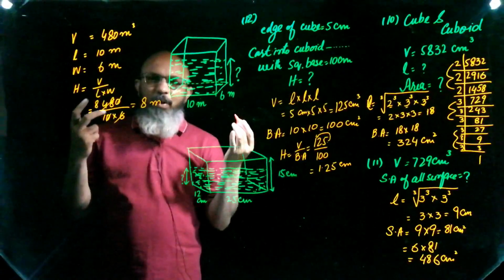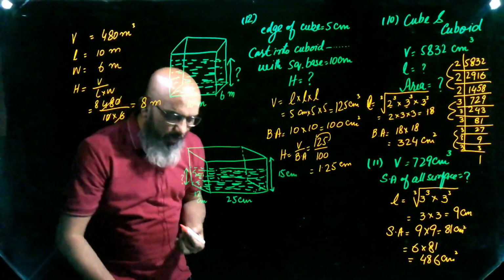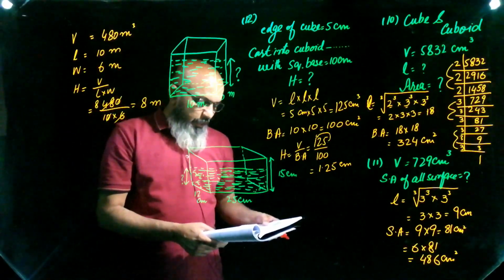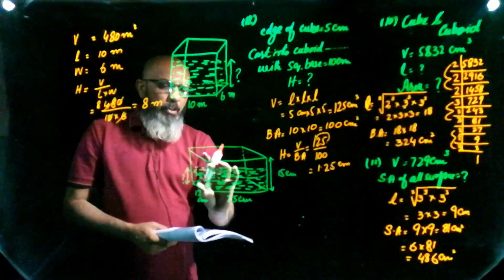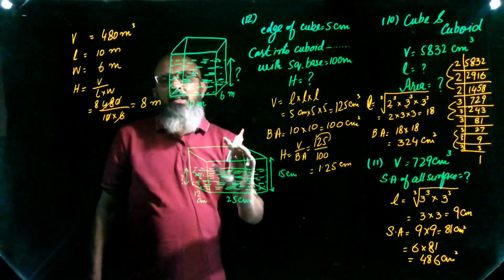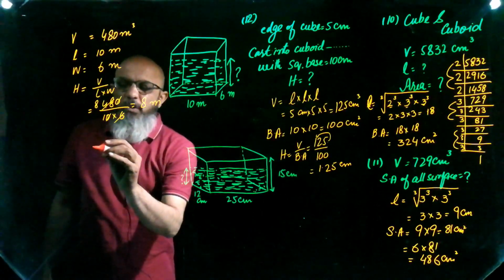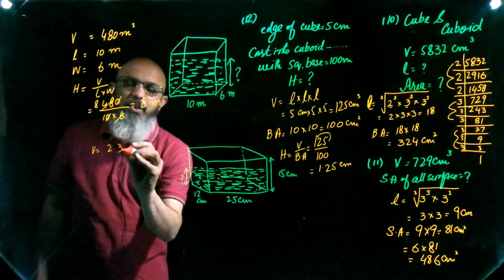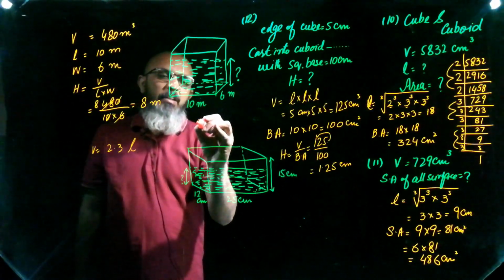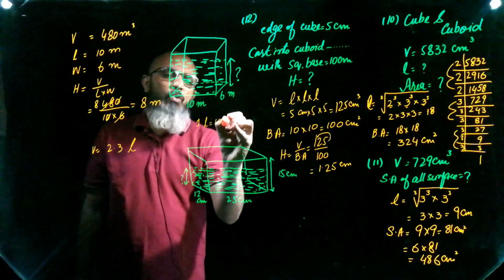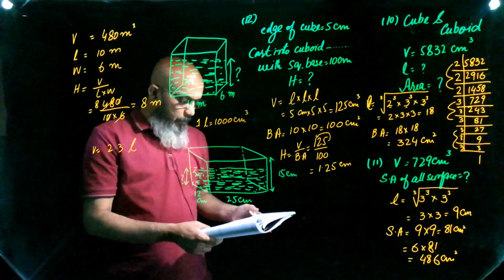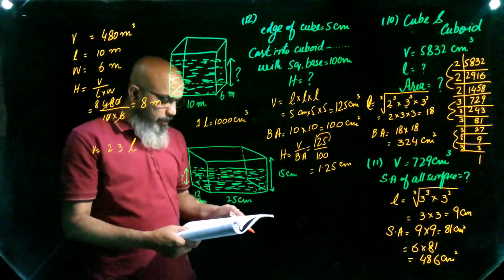So unexpectedly it's a very easy question. So come to the next question. Someone pours 2.3 liters of water into the rectangular container. Means the volume of the water is given, that is in liters. So volume is equal to 2.3 liters. And keep this thing in your mind, that 1 liter is equal to 1000 centimeter cube, right?